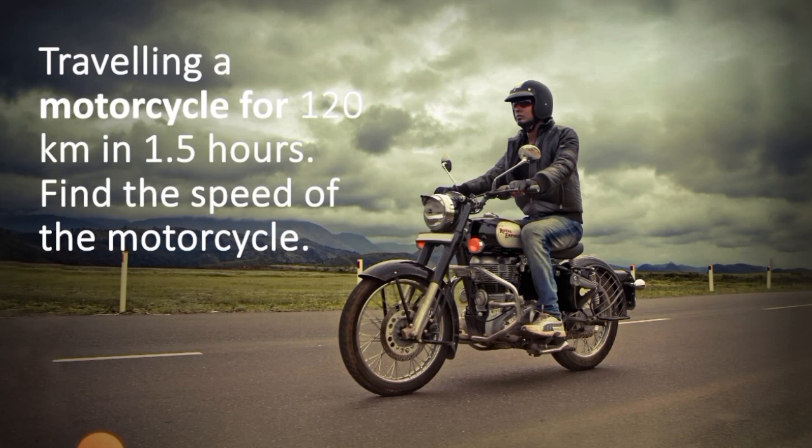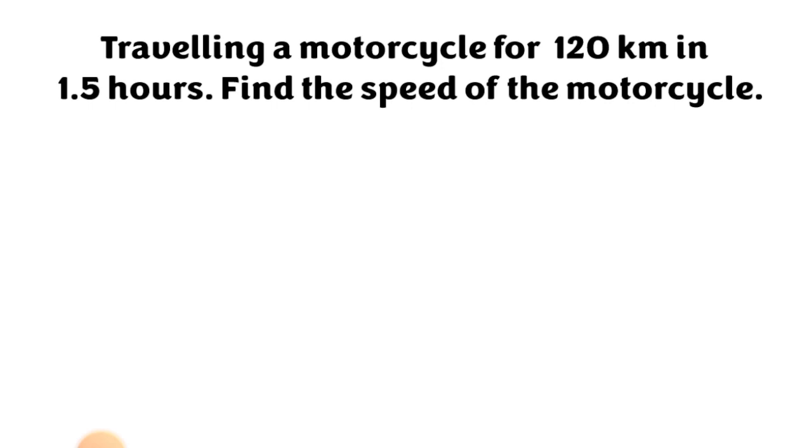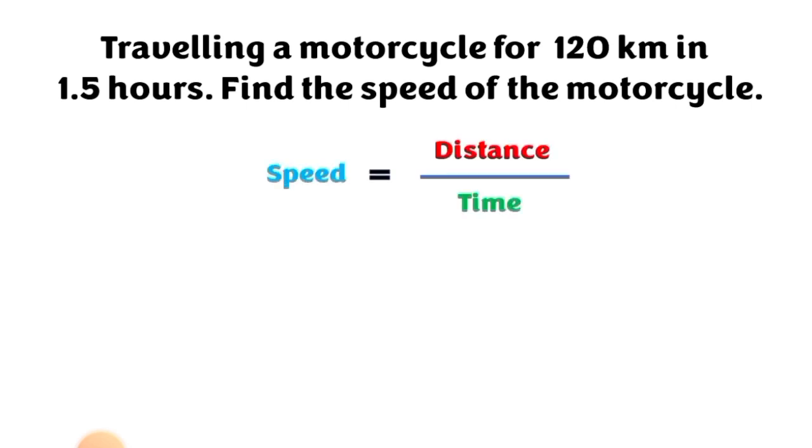Now using the same formula, let us solve the next problem. Our problem is a motorcycle traveling 120 kilometers in 1.5 hours. Find the speed of the motorcycle. To solve for the speed of the motorcycle, we will be using the same formula. And our formula is speed is equal to distance divided by time.